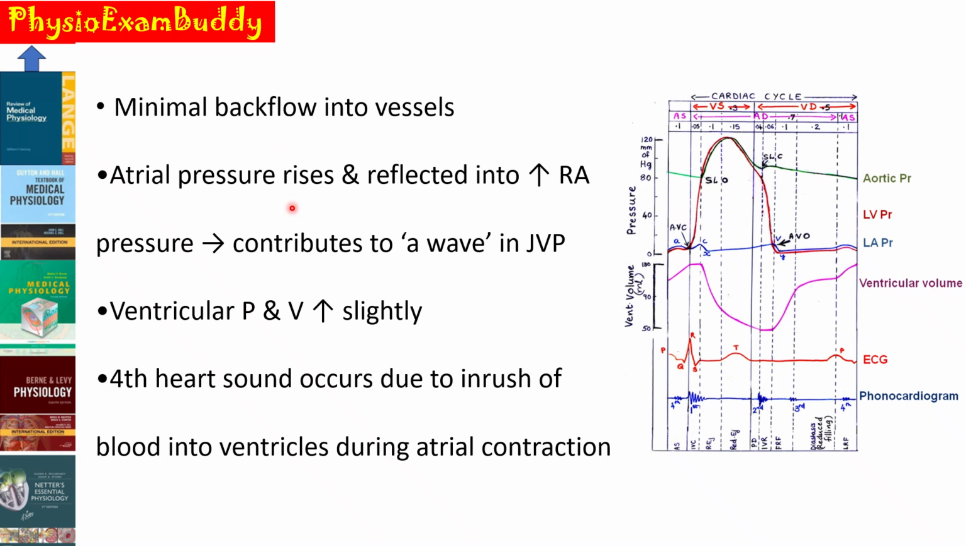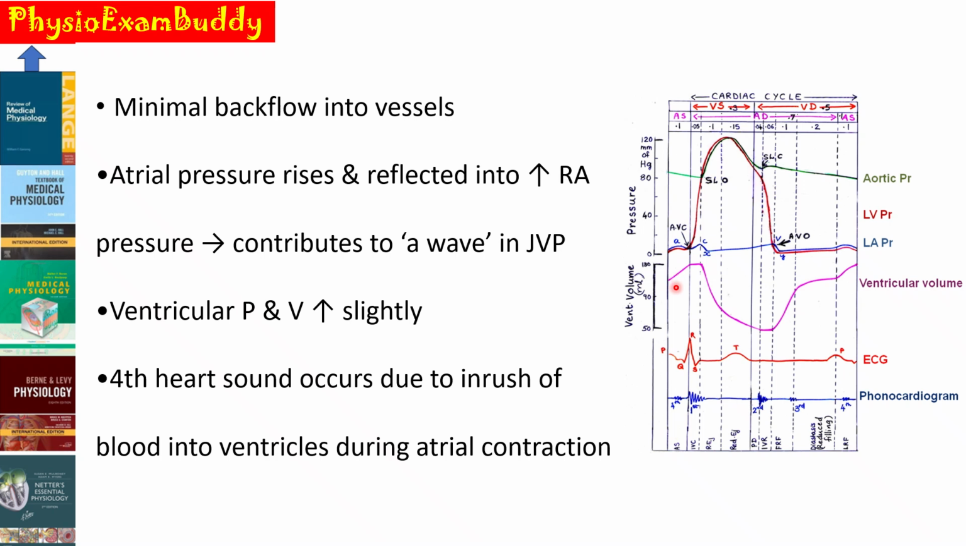And during this phase, the pressure inside the atria rises, and this increase in the right atrial pressure is actually reflected in the internal jugular vein. You can see here in the left atrial pressure the presence of a wave corresponding to the atrial systole. So because of the atrial pressure rise, and as it is reflected into the right atrium, this contributes to the A wave in the JVP.